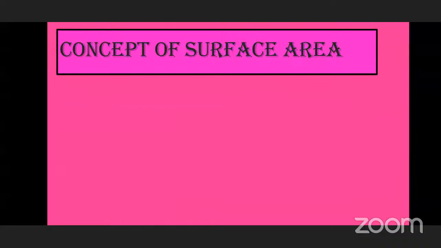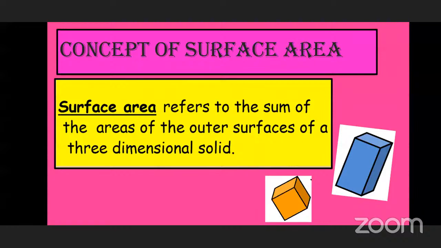Now we will see the concept of surface area. What is surface area? We have seen area. Area means the space occupied by different figures that we have seen in the earlier session. Now we will see what surface area is. Surface area refers to the sum of the areas of the outer surfaces of a three-dimensional solid.